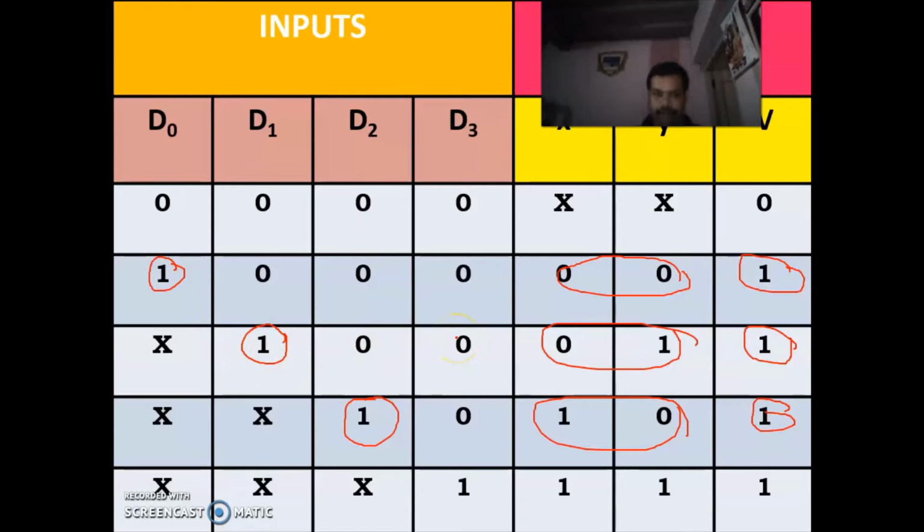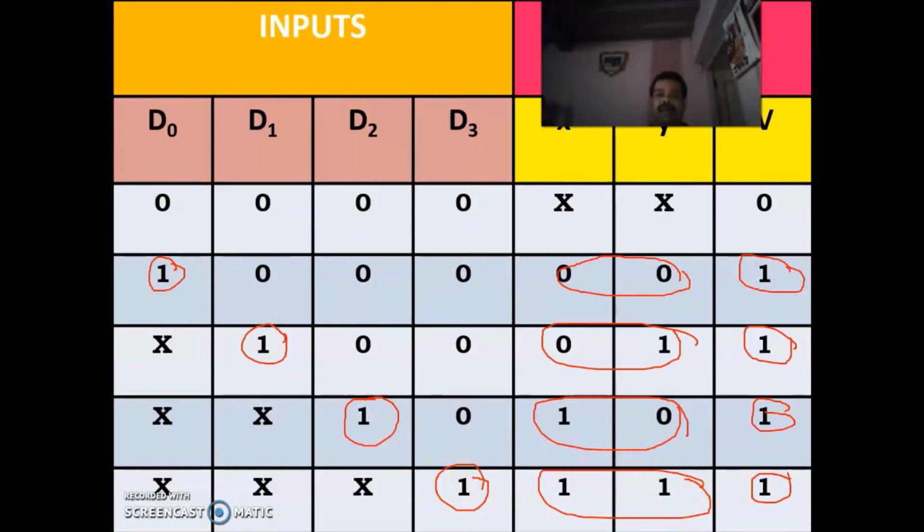Okay. Now, finally we are putting 1 in the place of D3. So D3 is having more priority than D2 and D1 and D0. So we are putting X in the place of D0, D1 and D2. So if D3 is 1, whatever may be the input here, you will be getting the output as 1, 1. And we are putting 1 in the place of V because one of the input is 1.